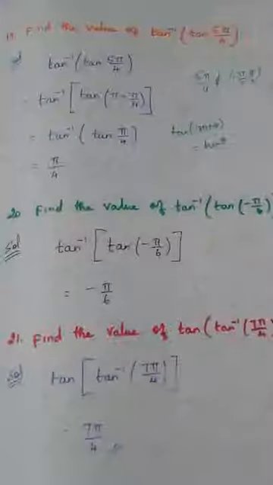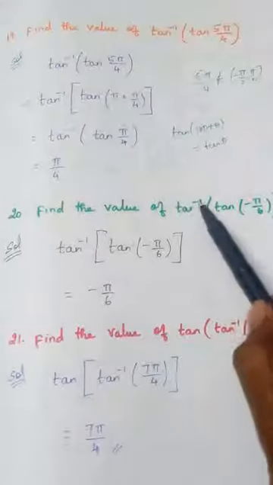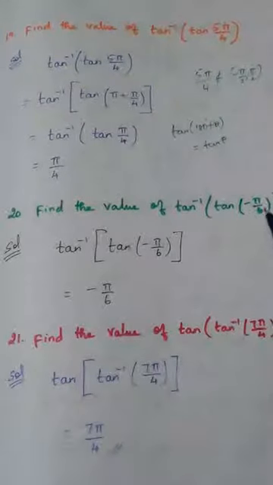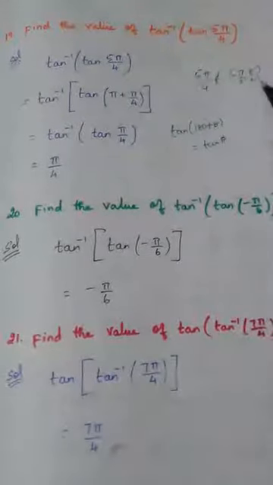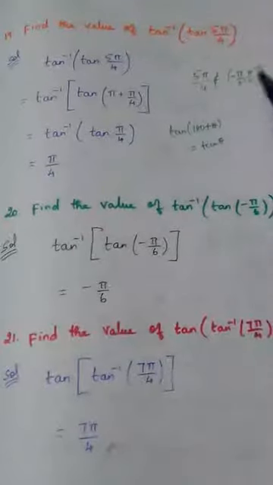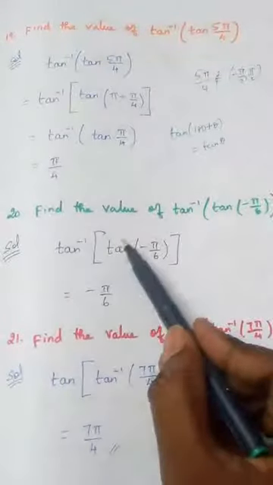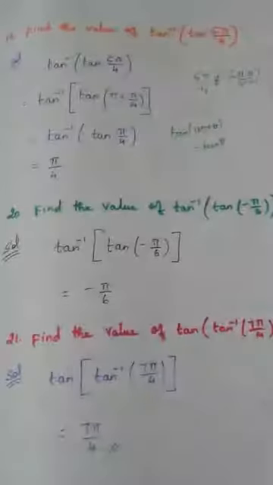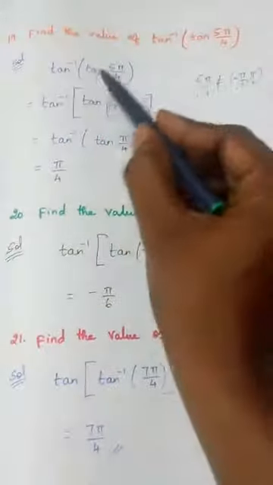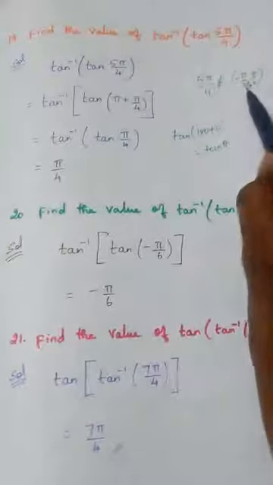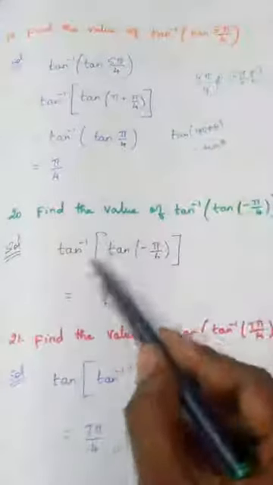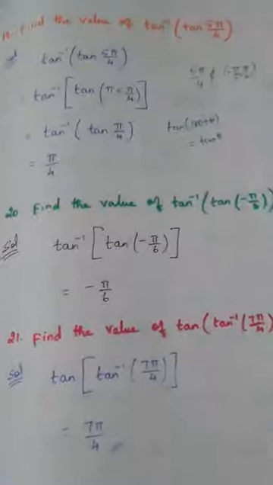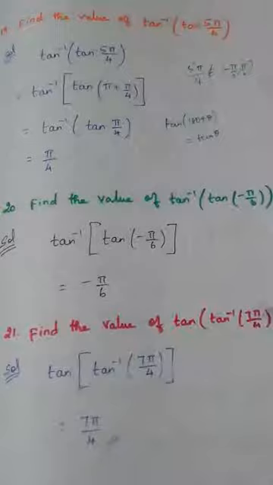Question number 20. Find the value of tan inverse of tan of minus pi by 6. Now if you see, this is minus 30 degree. Minus 30 degree definitely lies in this interval. So now I can directly cancel tan inverse tan, and the answer itself is minus pi by 6. Hope you will understand. Here we cannot cancel directly because this value does not lie in this interval. Here we can cancel because this value lies in this interval. That is the difference.